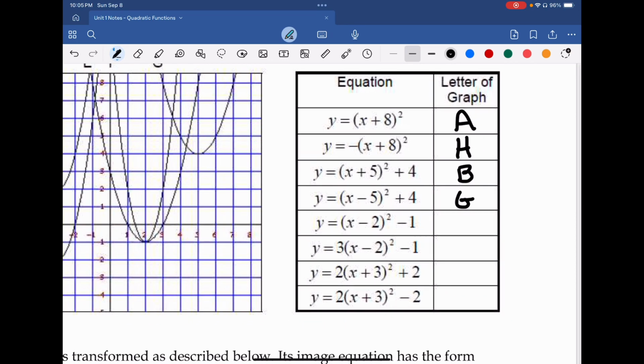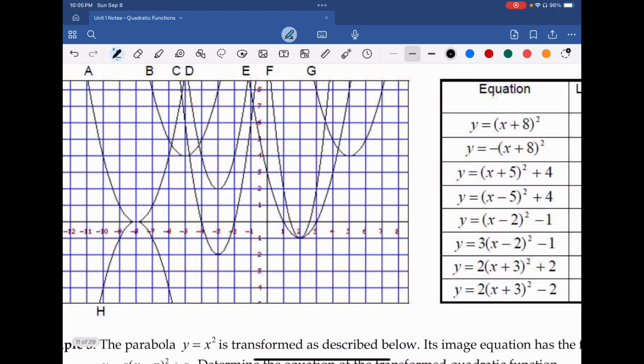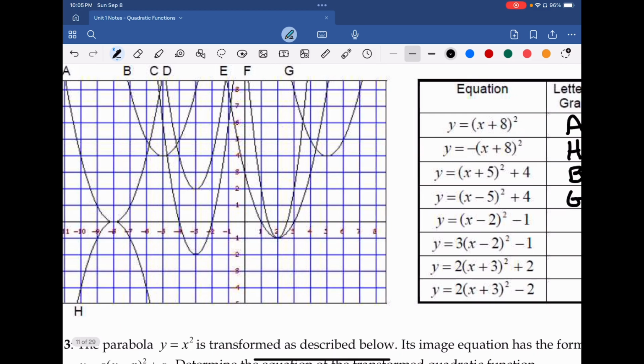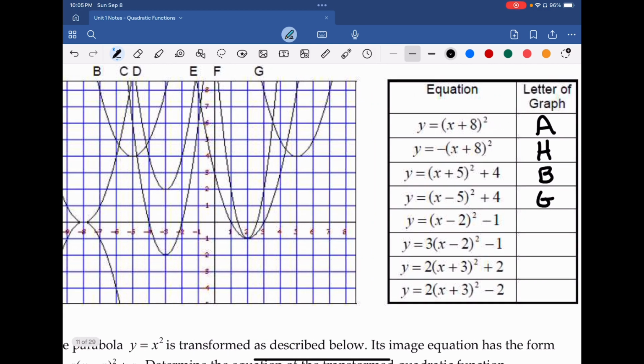Now, in terms of (x minus 2) and then -1, that means we're going to move 2 units to the right and then 1 unit down. But in this case, there's actually 2 options here. And so we need to be very, very careful. When we go over here and go over 2 and then down 1, it puts us right on this graph. What we need to realize is that one of them is narrower, which is F. It's more condensed together. It's more compressed.